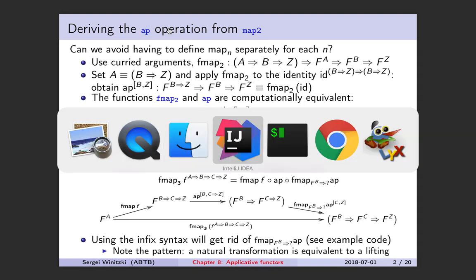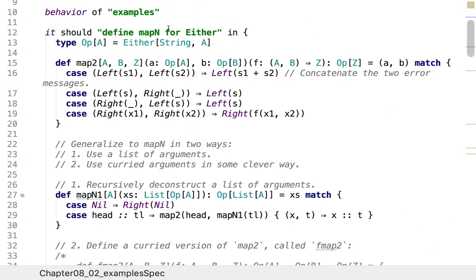Before we look at the properties of this operation, let's try to define mapN on a specific functor, Either of String A. So consider this type constructor, which is a functor in A. And let's try to define mapN and use it. And let's see if we can do something better than just doing mapN.